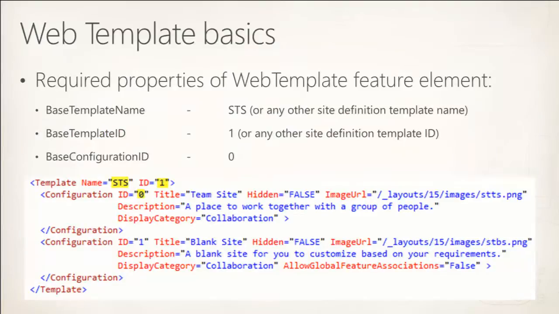There's a couple of required properties, which are mainly the templates and the configuration ID that we have to list in there. And you can see in the piece of XML at the bottom of the slide, that's actually a piece of XML from the old webtemp.xml file. So this is the out-of-the-box team site webtemp.xml file. And you can see there the template name is STS, the ID is 0, and the configuration ID of the team site is 0. So this is what I'm basing my site on. I could also have chosen blank site or any other out-of-the-box site definition to base my web template on.